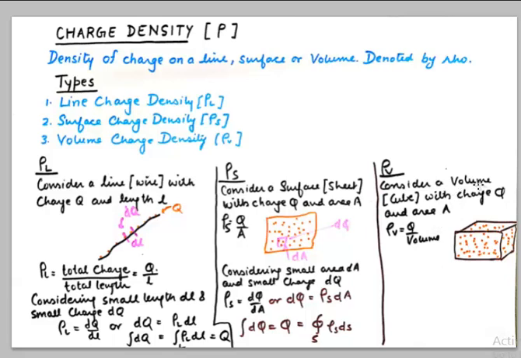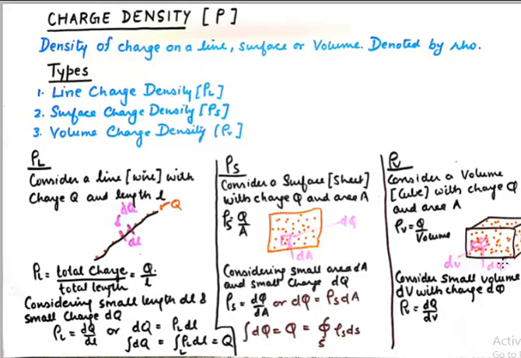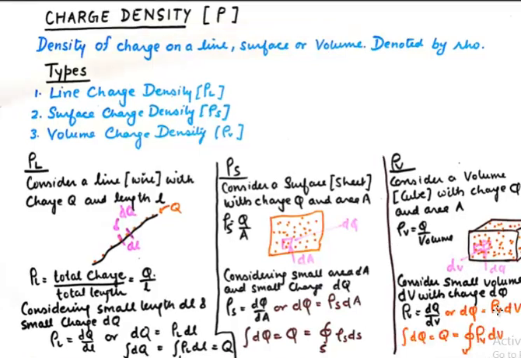Also, we need to consider some volume. In this case, I've considered a cube with some charge inside it, and the volume is V. So we have a cube with volume V and total charge inside is Q, so rho V will become Q upon volume. And if I take up a small differential volume dV along with the small differential charge in that, rho V will become dQ by dV. And the total charge becomes integral of rho V dV.